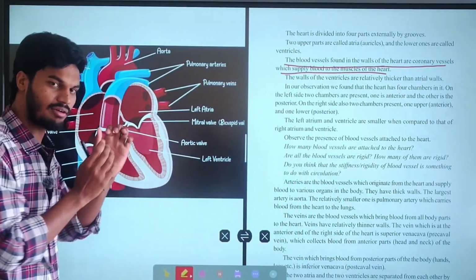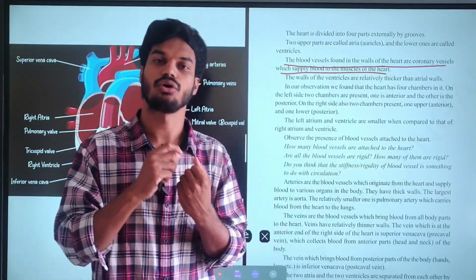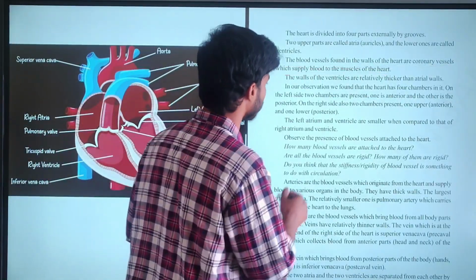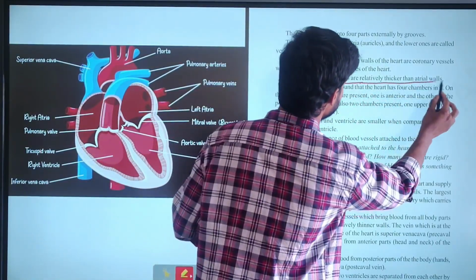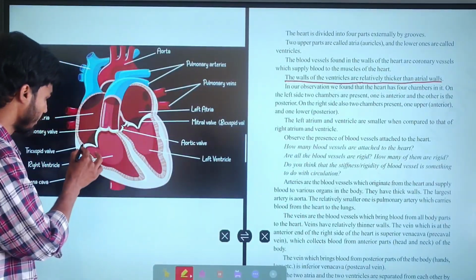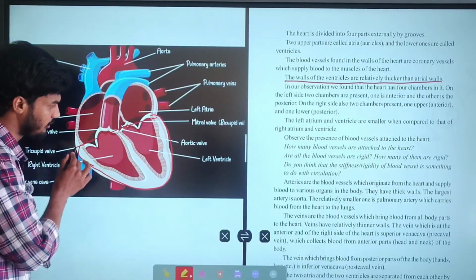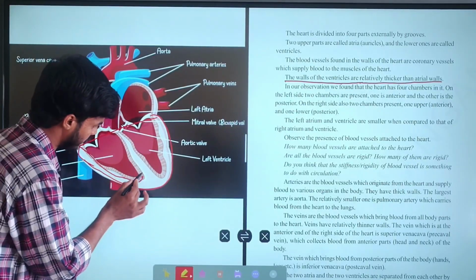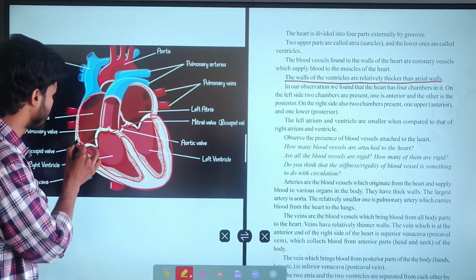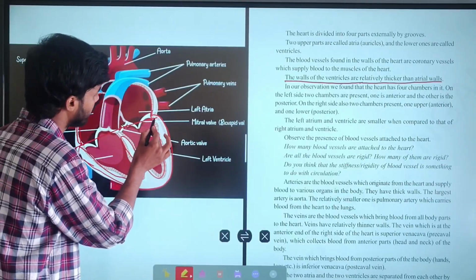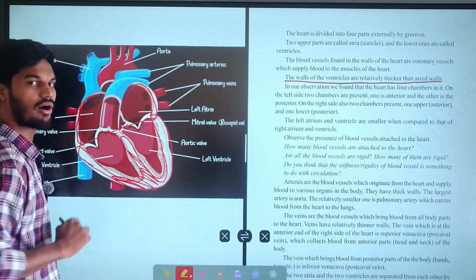Above the surface of the heart there are blood vessels, supplied by the coronary vessels. Next, what is given? The walls of the ventricles are a little thicker than the atrial walls. The upper side, the auricle walls, are much thinner compared to the ventricles, but the walls of the ventricles are much thicker compared to the auricles.